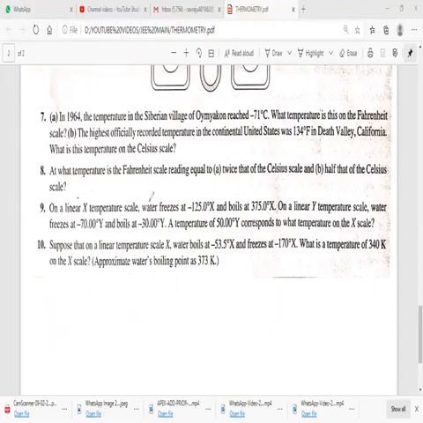Question number 8. At what temperature is the Fahrenheit scale reading equal to, again, two questions are there. The first question is twice that of the Celsius scale. Fahrenheit reading is twice the Celsius, means F can be written as 2C. In that case, they're asking the value of F or C. Of course, we can substitute in the equation.